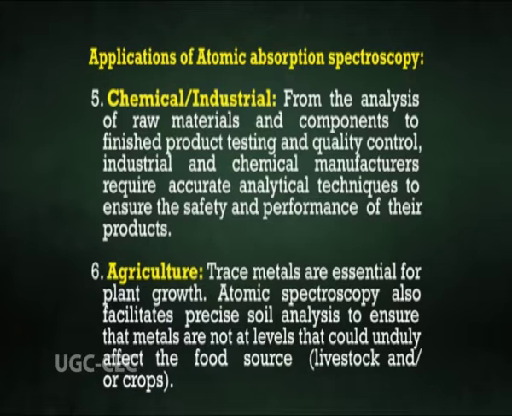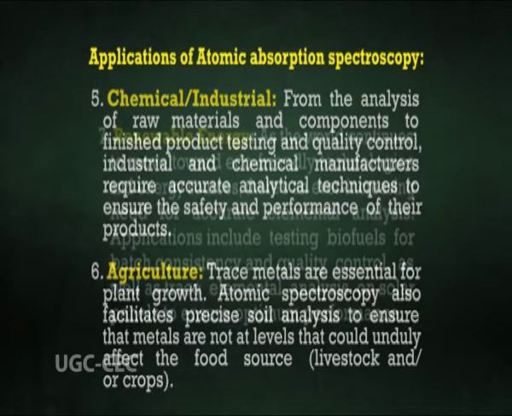Number 5, chemical industry. From the analysis of raw materials and components of finished products, testing and quality control, industrial and chemical manufacturers require accurate analytical techniques to ensure the safety and performance of their products. Number 6, agriculture. Trace metals are essential for plant growth. Atomic spectroscopy also facilitates precise soil analysis to ensure that metals are not at levels that could unduly affect the food sources, that is, livestock and/or crops.